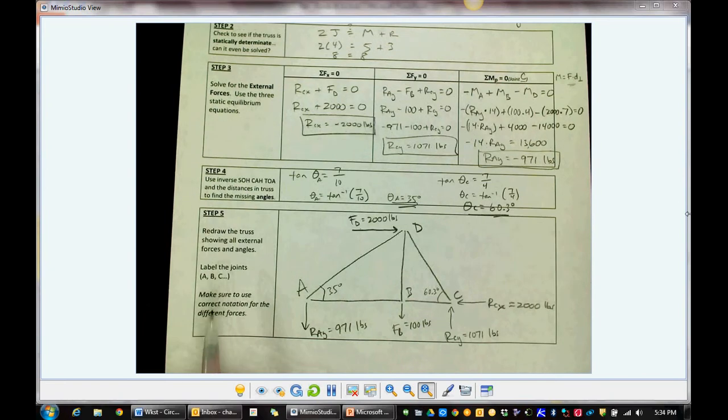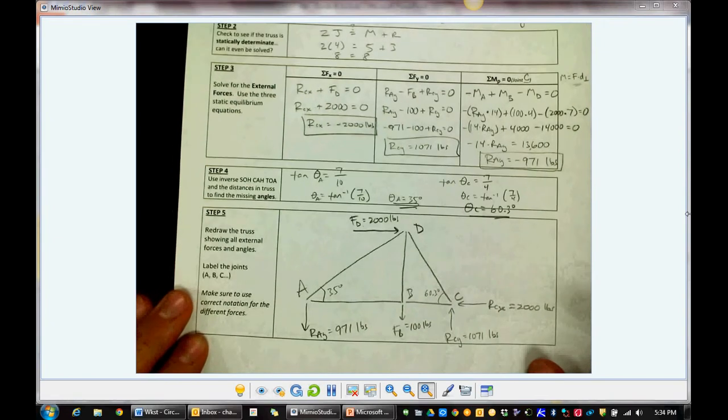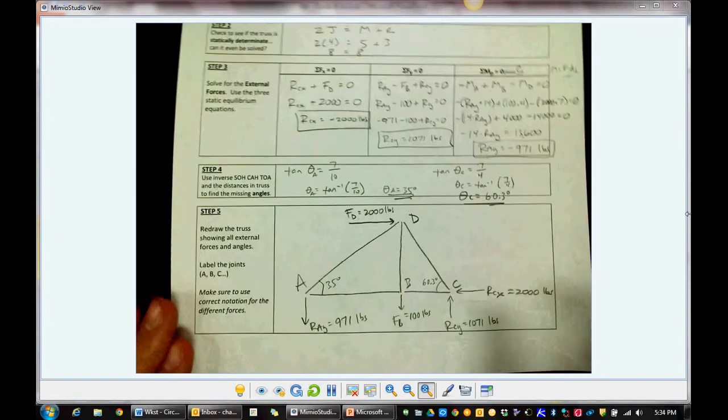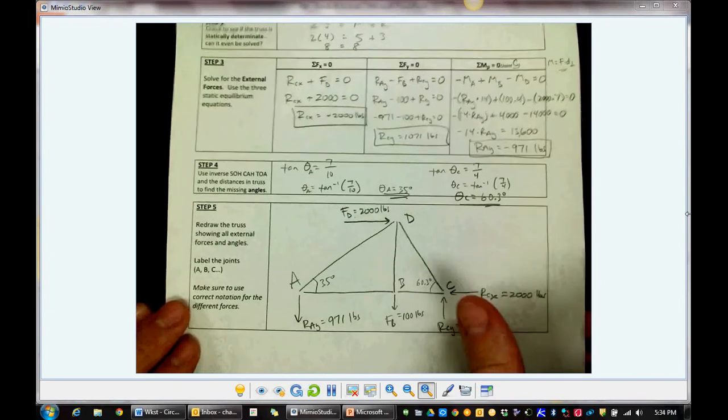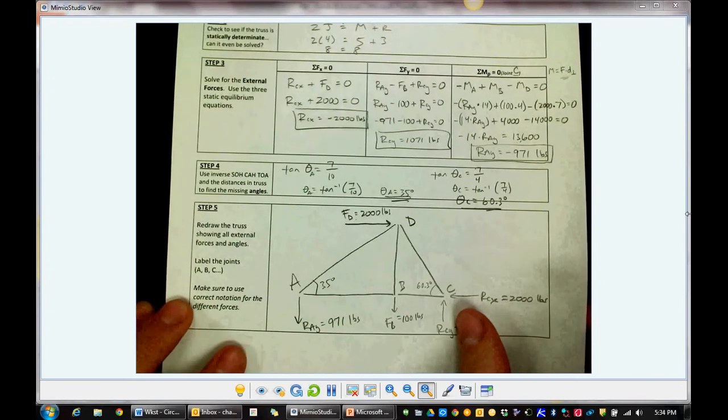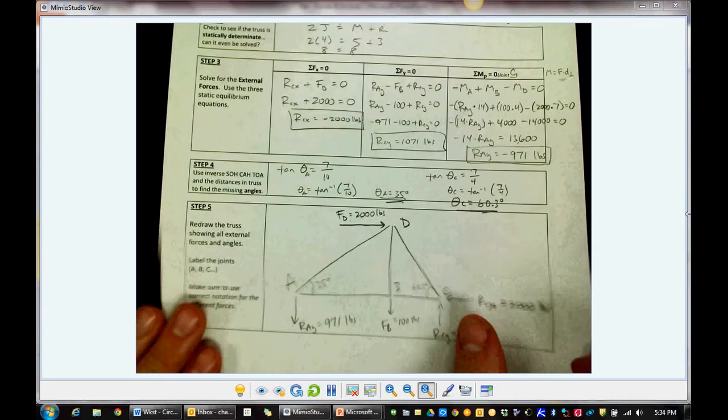Now we're ready for the internal forces. Let's flip this over and continue from there. I'll be flipping back and forth a little bit. Hope you don't get dizzy seeing this part here.